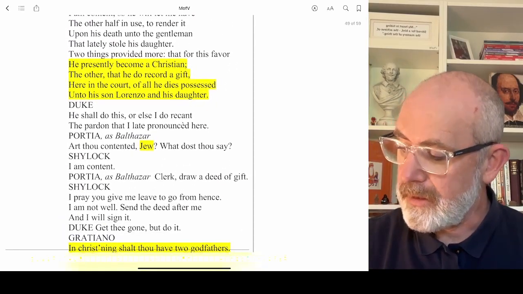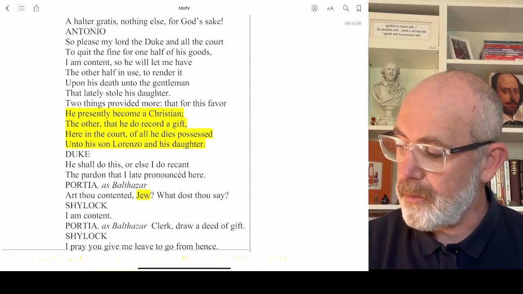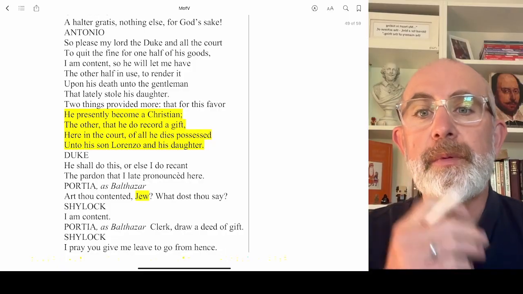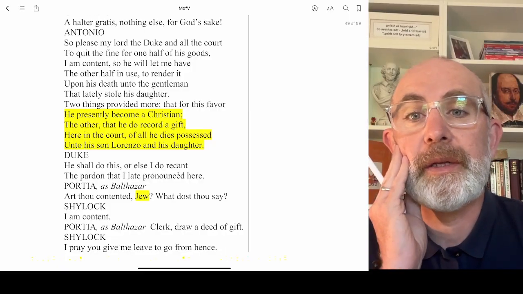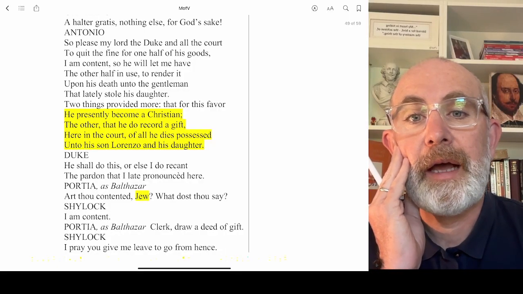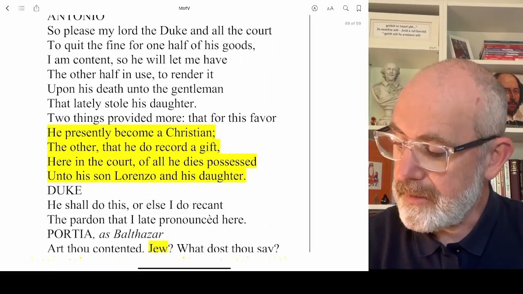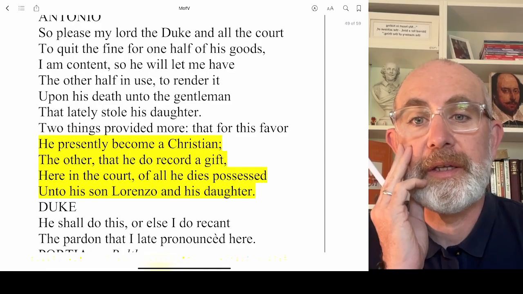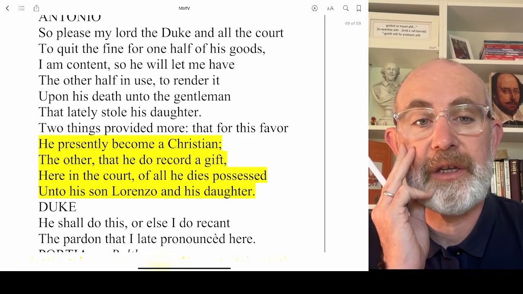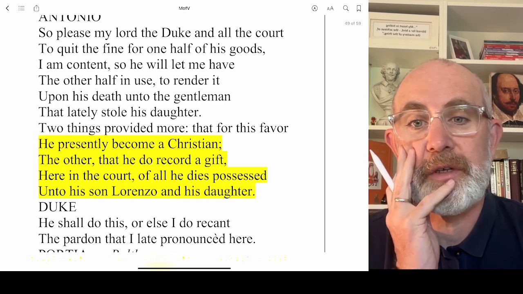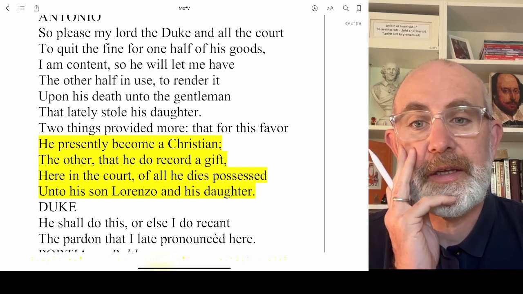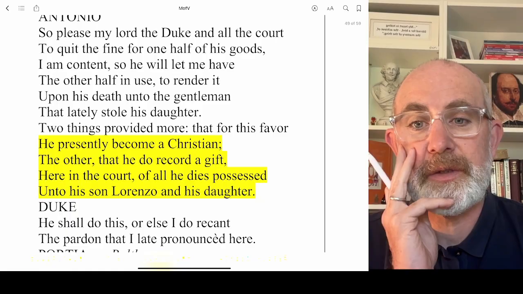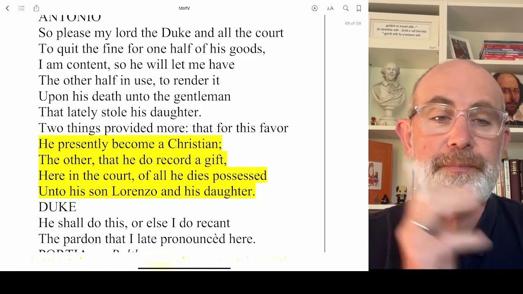And Antonio says, look, let's show him some mercy. "So please, my lord, the Duke and all the court to quit the fine for one half of his goods, I am content. So he will let me have the other half in use to render it upon his death unto the gentleman that lately stole his daughter. Two things provided more, that for this favour he presently become a Christian, the other that he do record a gift here unto this court of all he dies possessed unto his son Lorenzo and his daughter."